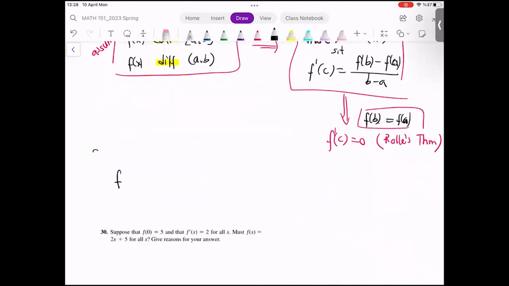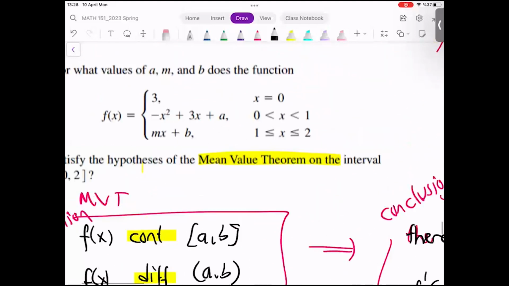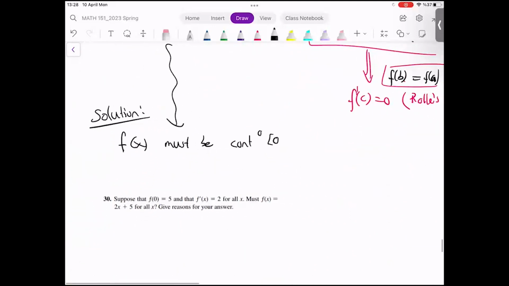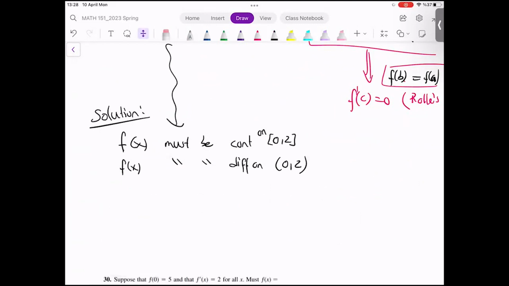So, solution of the question. The given f, to satisfy the assumption of the mean value theorem, must be continuous. Over which interval is it defined? You see, it is defined from 0 to 2. So we will use this interval. It must be continuous on 0 to 2, and it must be differentiable on the open interval. Okay, so let's use the information.